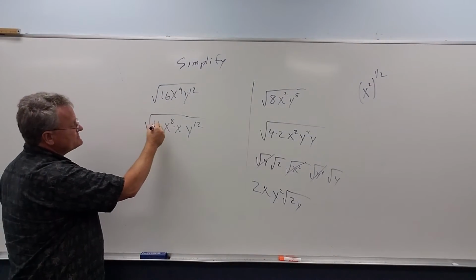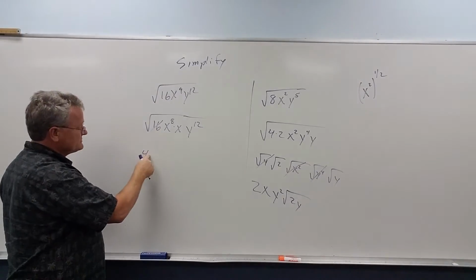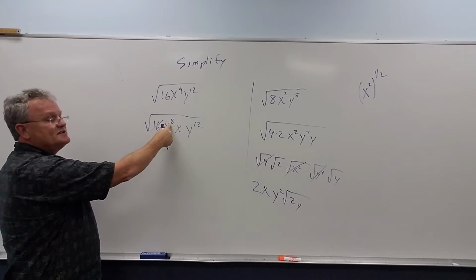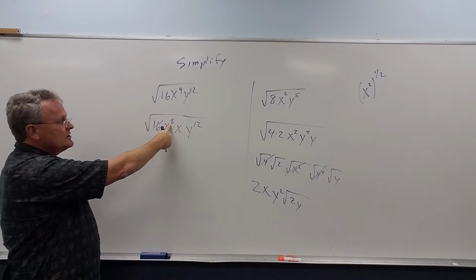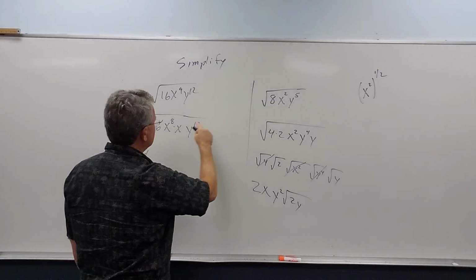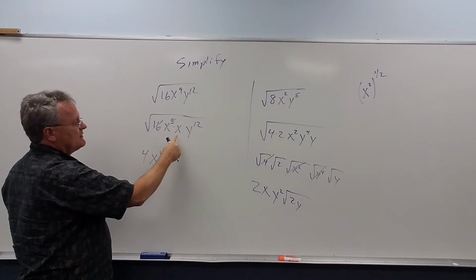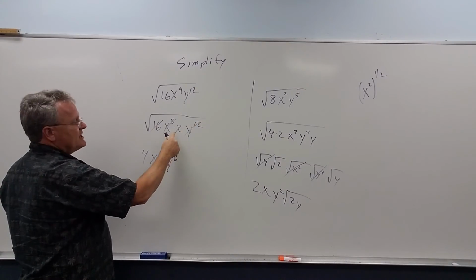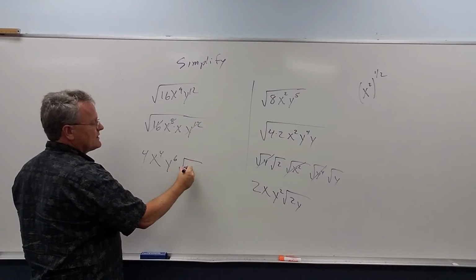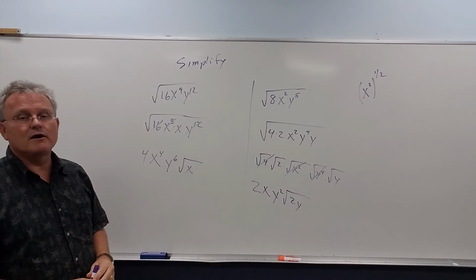The square root of 16, let me cross it out because I took care of it. The square root of 16 is 4. Here we divide by 2, or multiply by a half, because of what I explained over here. 8 divided by 2 gives us x to the 4. 12 divided by 2 gives us y to the 6. And then what's left under the square root is an x. So this is the simplified form of this.